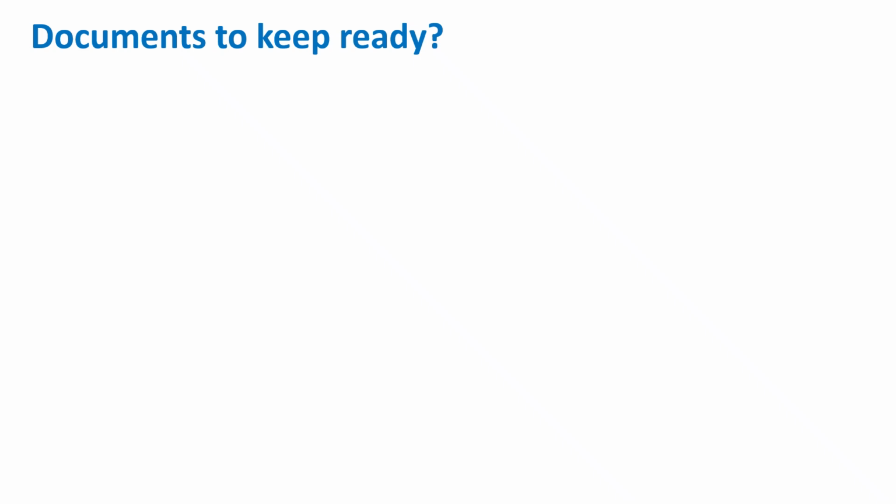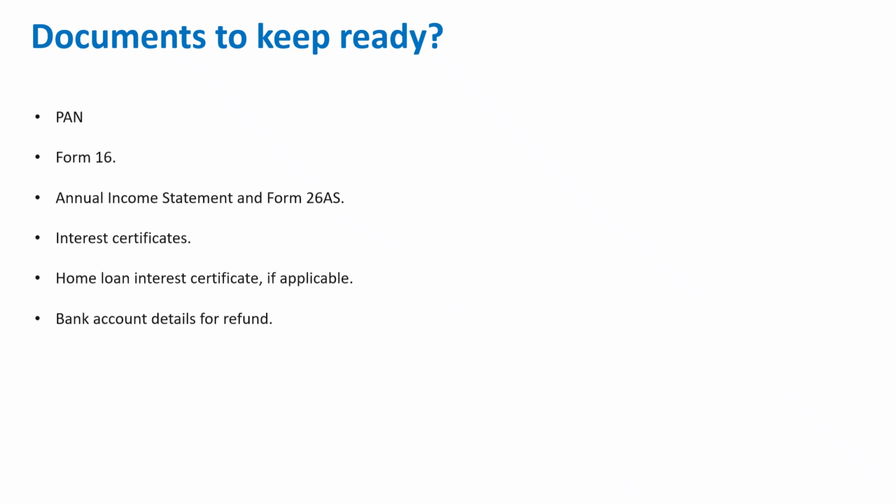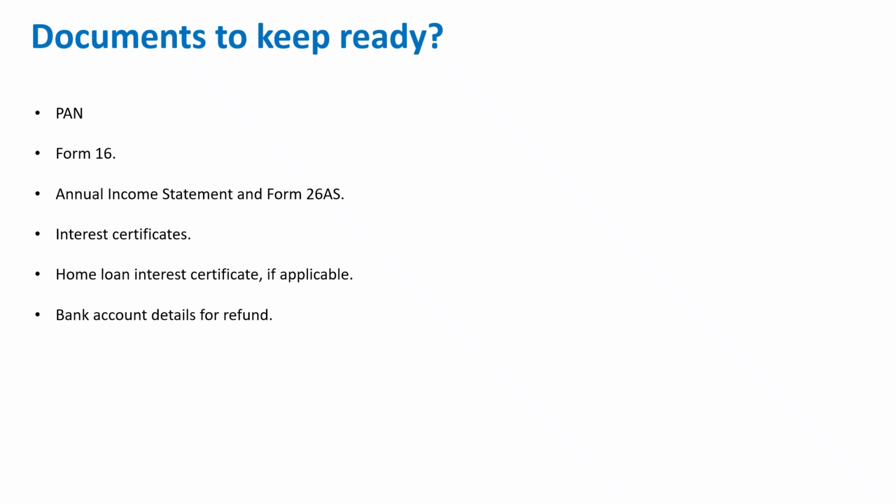Before you file the return, I would suggest that you keep certain documents ready because when you are filling in the data, you need to match the numbers. So here is the list of documents which should be ready before you file your ITR 1. The first one is PAN. Second is Form 16, which is issued by your employer, and you will find all the details of your salary income and the tax deposited by your employer.